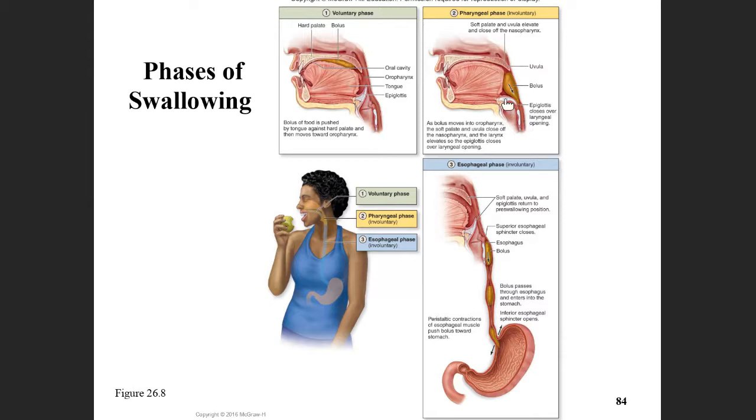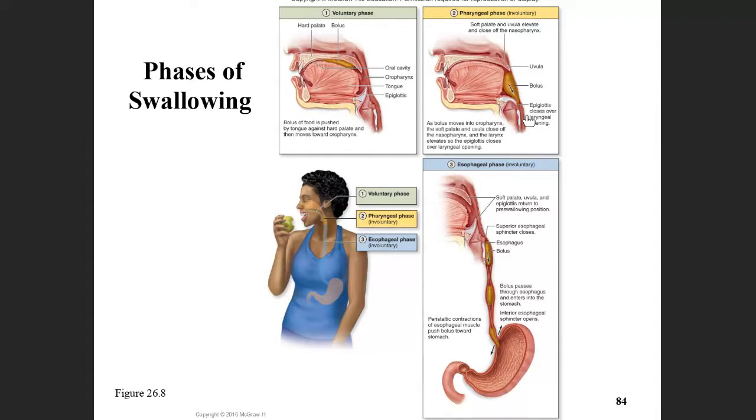At that time, the epiglottis, which is the cartilage in our pharynx, comes down and closes the entrance of our trachea. And the only way the bolus can go is to the esophagus. All of this process is regulated in the center, which we call the swallowing center or deglutition center, which is located in our medulla oblongata.